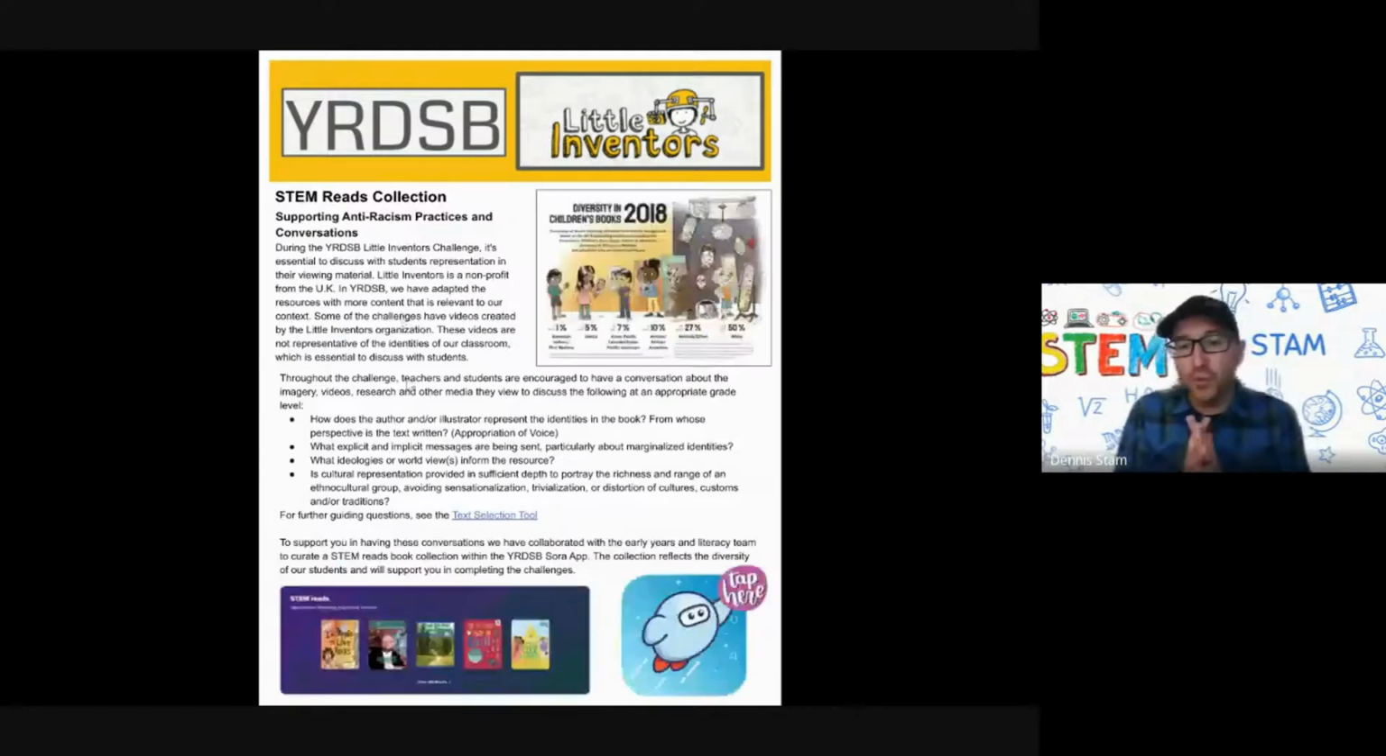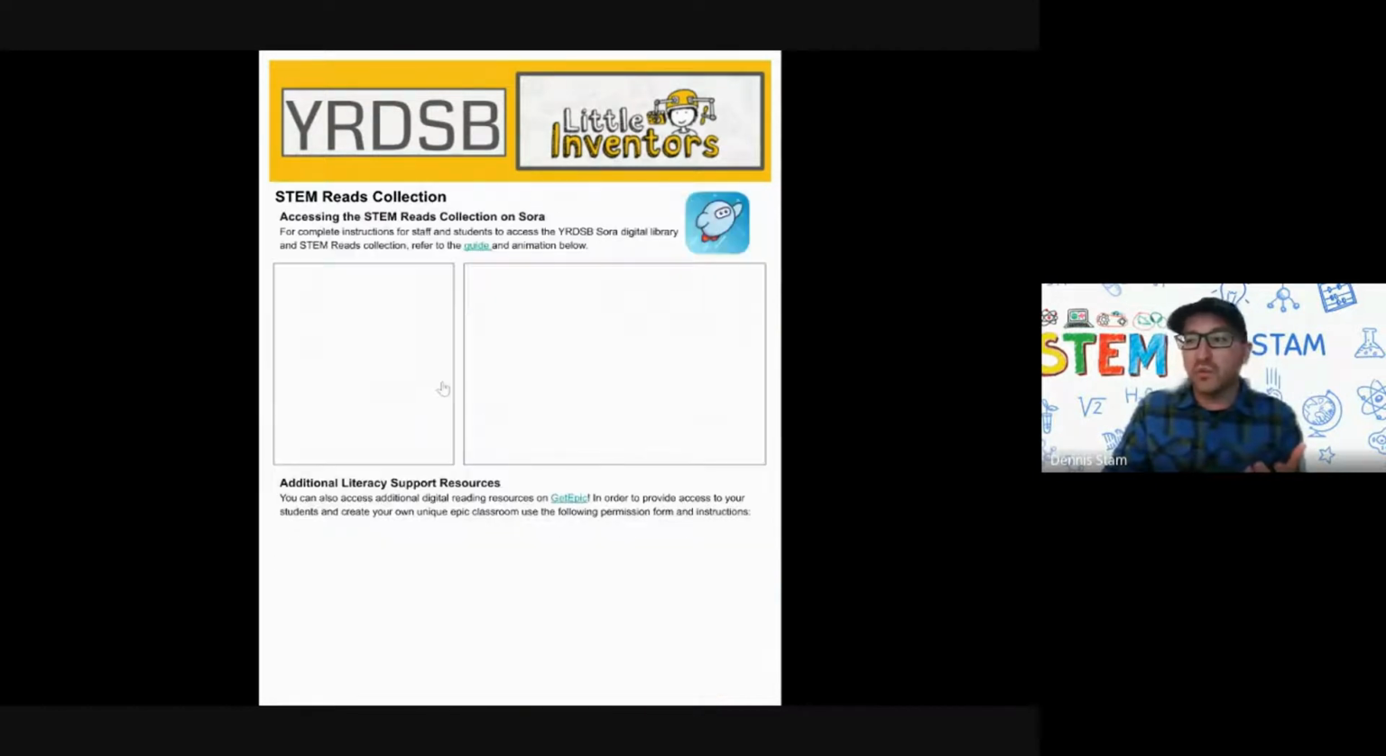All right, last thing we wanted to share is we've worked with our early years team and our literacy team to create this amazing STEM Reads collection that will help support you as you deliver and work through some of the challenges within the Little Inventors Week. And what we really wanted to be intentional about is trying to find STEM books for both primary and junior that amplify diverse voices within children's literature and allow you to really dive deep and make sure that all students' voices are heard. So, how can you access some of these resources?